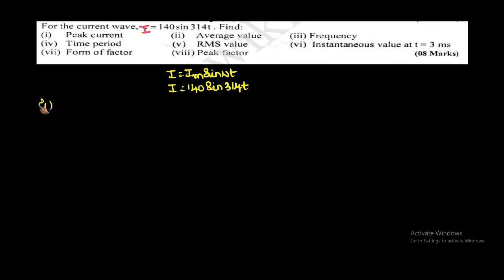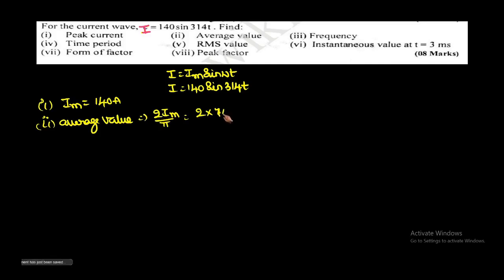First question is, what is the peak current? That is Im. Im you are going to get, if you compare, as 140 amperes. See the second question, the average value. We have the formula for average value: 2Im divided by pi. So 2 into 140 divided by pi. What is the answer you are going to get? That is 89.12 amperes. That is the average value.